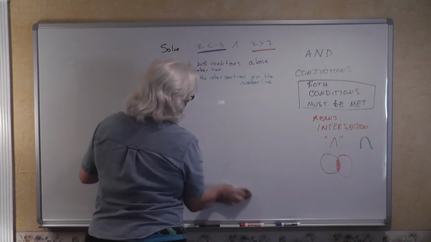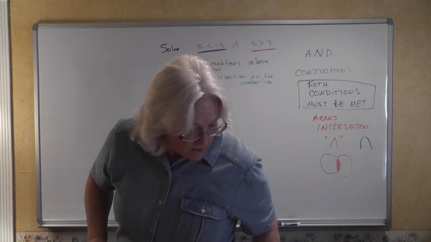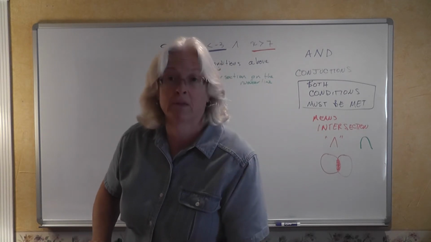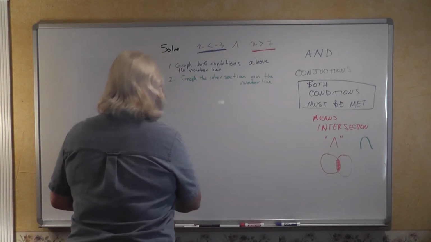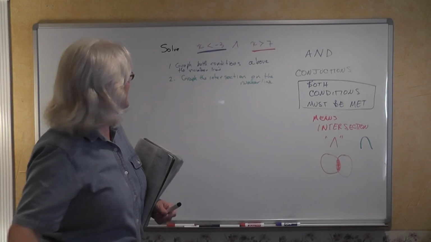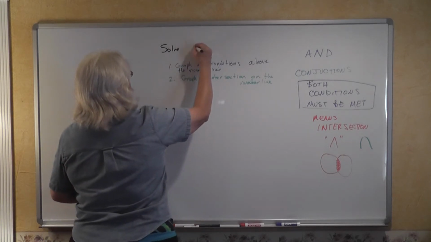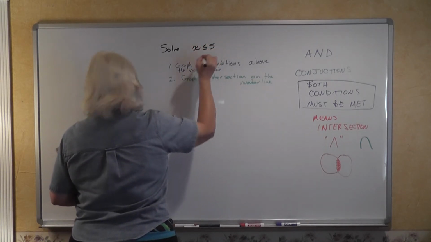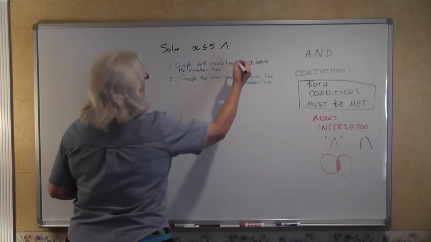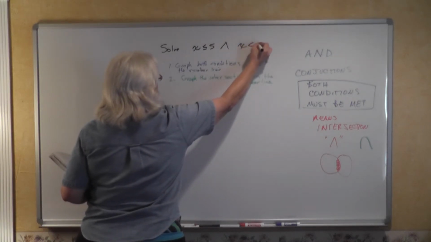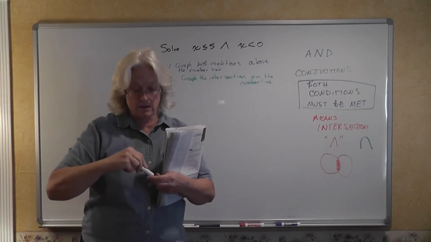Now, let's see what we have for one more example. Okay, let's see. We have solve x less than or equal to 5 and x less than 0. Here I'm just going to go ahead and put that little pointy thing. Going to do the same thing that we've been doing.